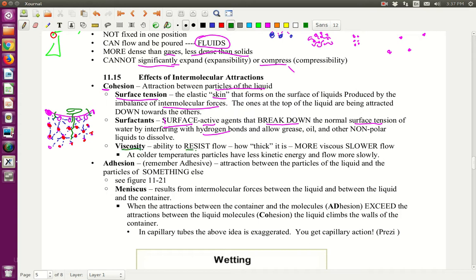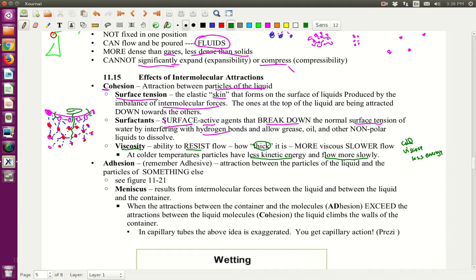Viscosity, the ability to resist flow, basically how thick it is. The more viscous, the slower it flows. At cold temperatures, particles have less kinetic energy, less movement energy, so they flow more slowly. Think about syrup. Cold syrup is very viscous. So if it's cold, it's more likely to be viscous, okay? Because it has less thermal energy, less kinetic energy.